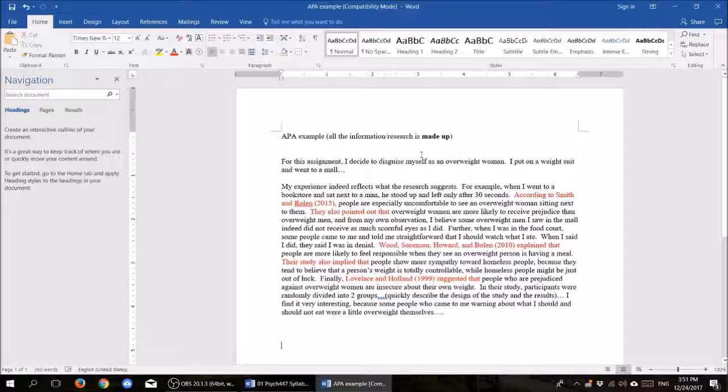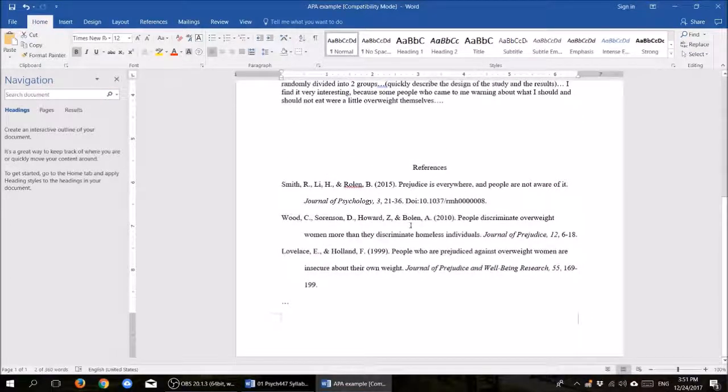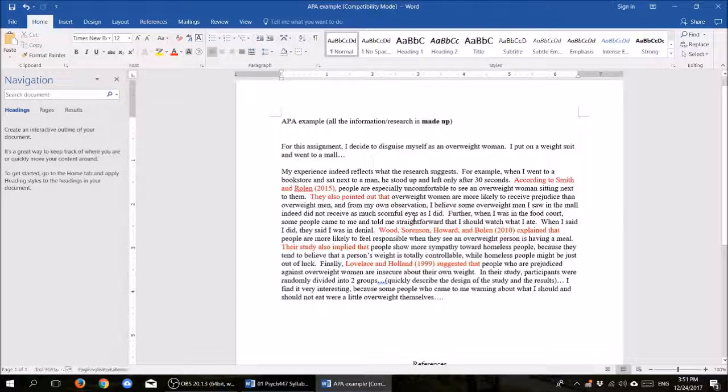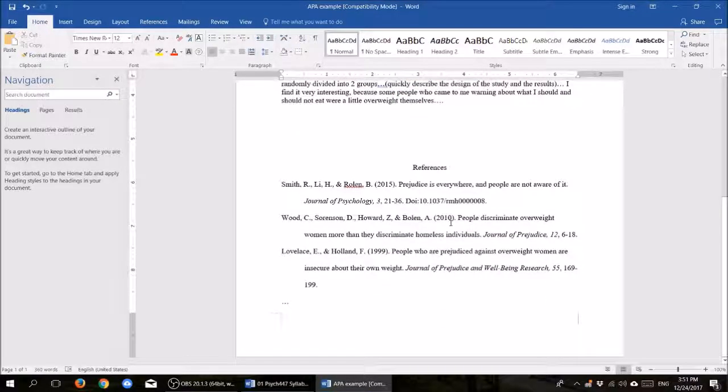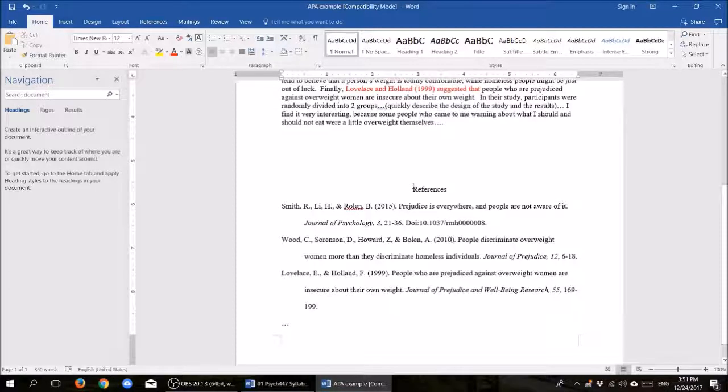This is just a quick example I made up. So all the information and research right here, they are made up. Suppose that this is part of the paper, and when I get a paper, the first thing I see will be the references. And by the way, it's references, not works cited or bibliography. Those are not APA style. References. Now, as you can see, there are 3 references, and the format is like this.